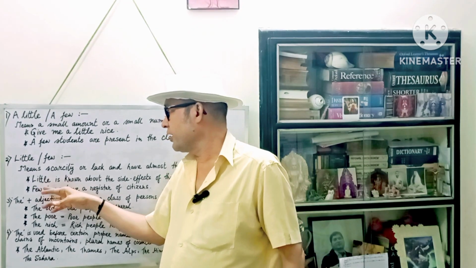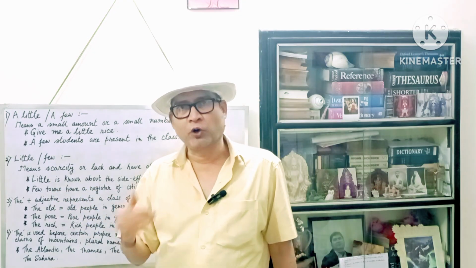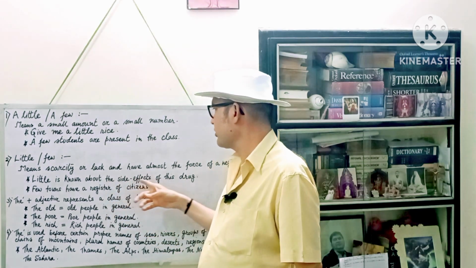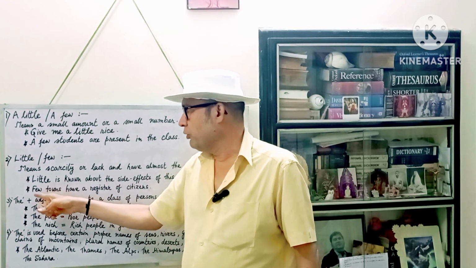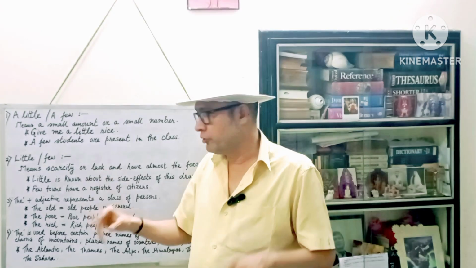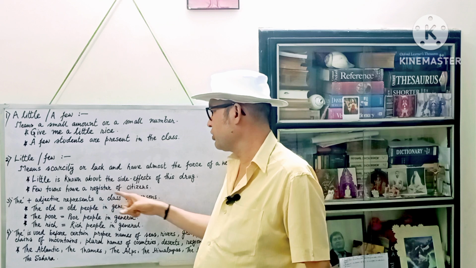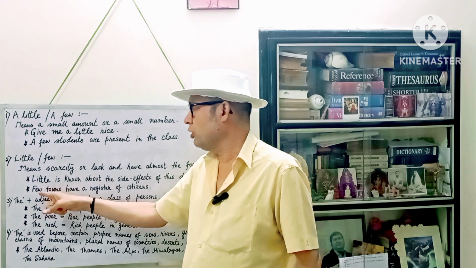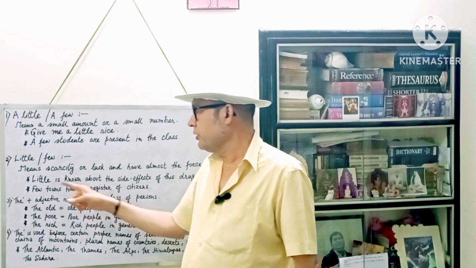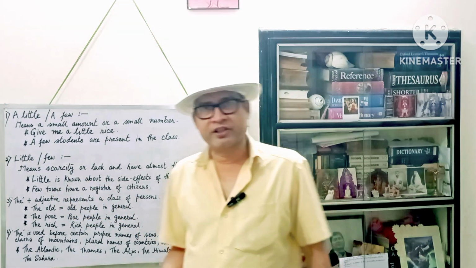There we say, instead of "little is known", we say "hardly anything is known". In spoken English, we say hardly anything is known about the side effects of this drug. In the same way, instead of "few", when you are writing, it's all right. But when you are speaking English, "few towns have a register of citizens", now we don't want to use "few" in spoken English in this sense, of course. Then we will have to say "hardly any town has a register of citizens".